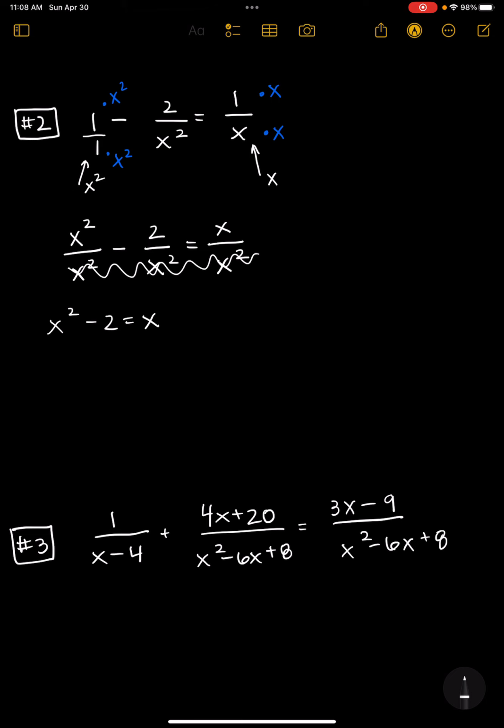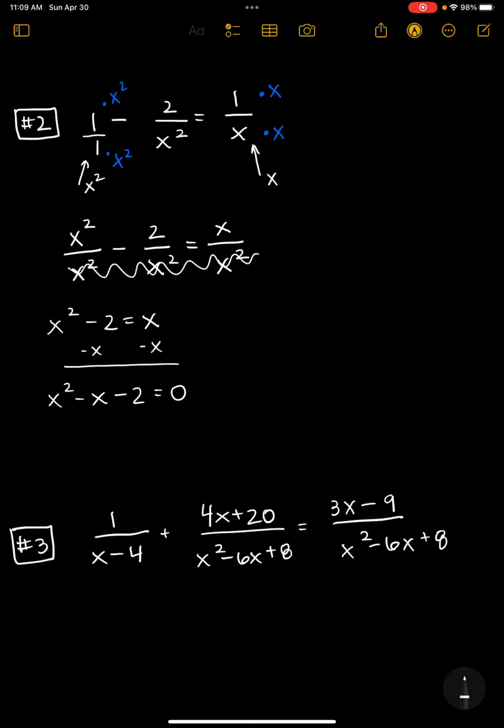Now, notice you have an x squared and an x still. When you have this and you're trying to solve, the first thing I want you to do is get it set equal to 0. So I'm going to move this x over here. So it becomes x squared minus x minus 2 is equal to 0.